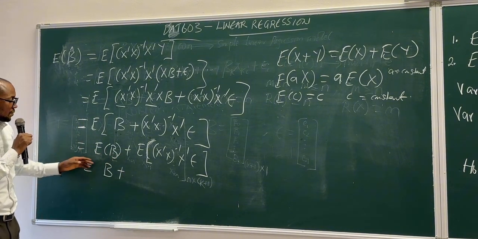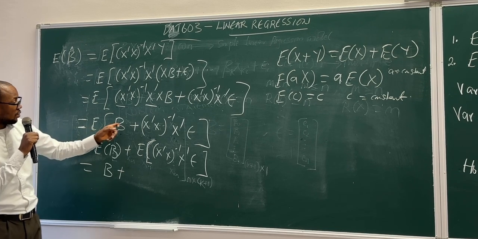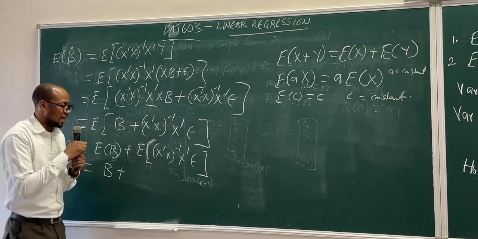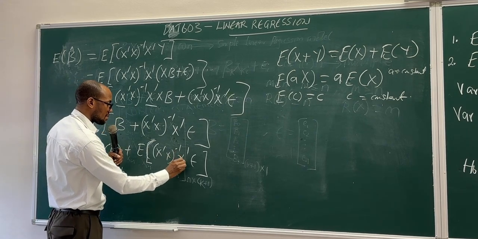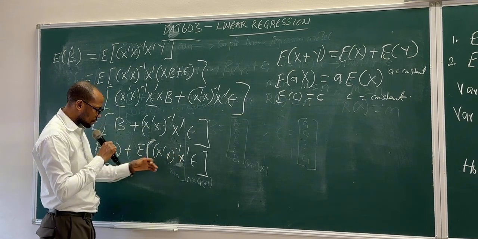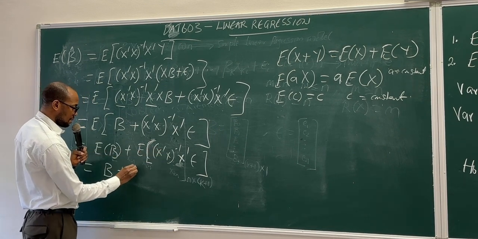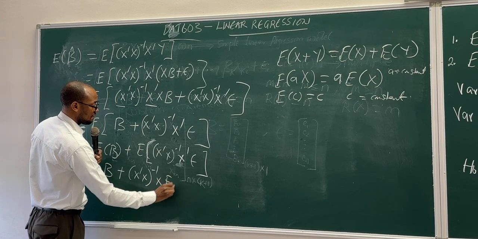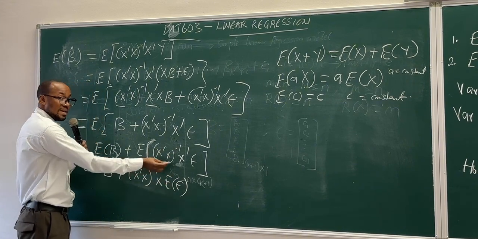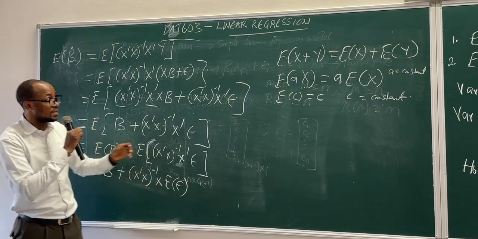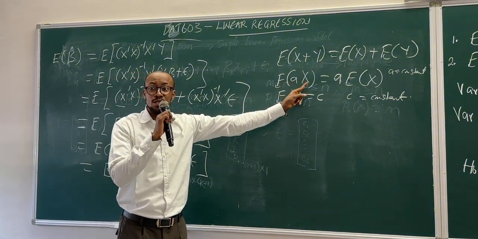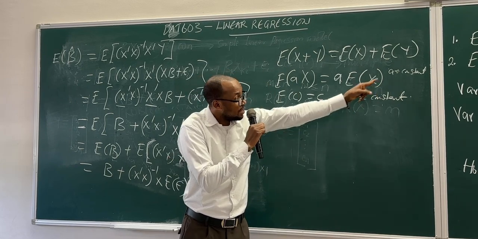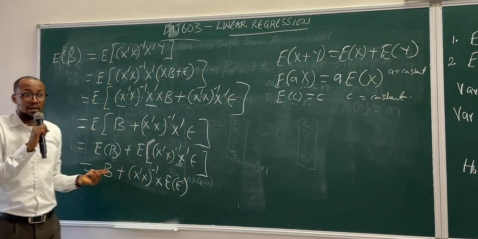You also understood how we proceeded from here to this point by virtue of those rules. Now, these are constant. They are not parameters. They are not random variables. So what happens here is this becomes X transpose X inverse X times the expected value of E. Does it make sense? It does, because the expectation of AX is equal to A times the expectation of X, if and only if A is a constant.